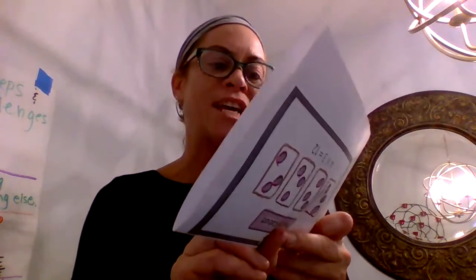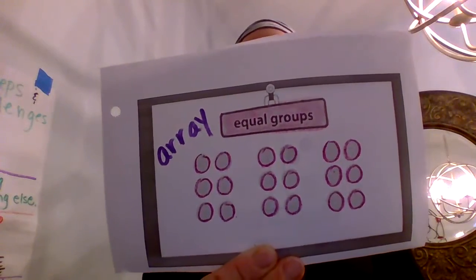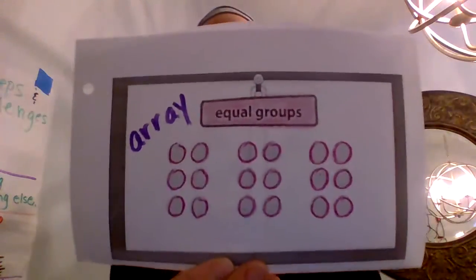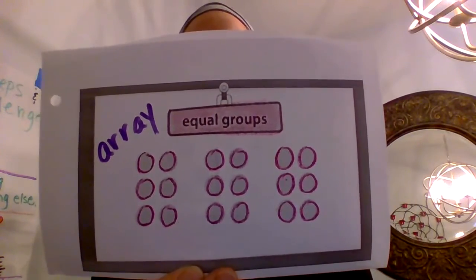Each array is showing 3 rows with 2 in each row. Okay, you can pause me here and continue to write that.